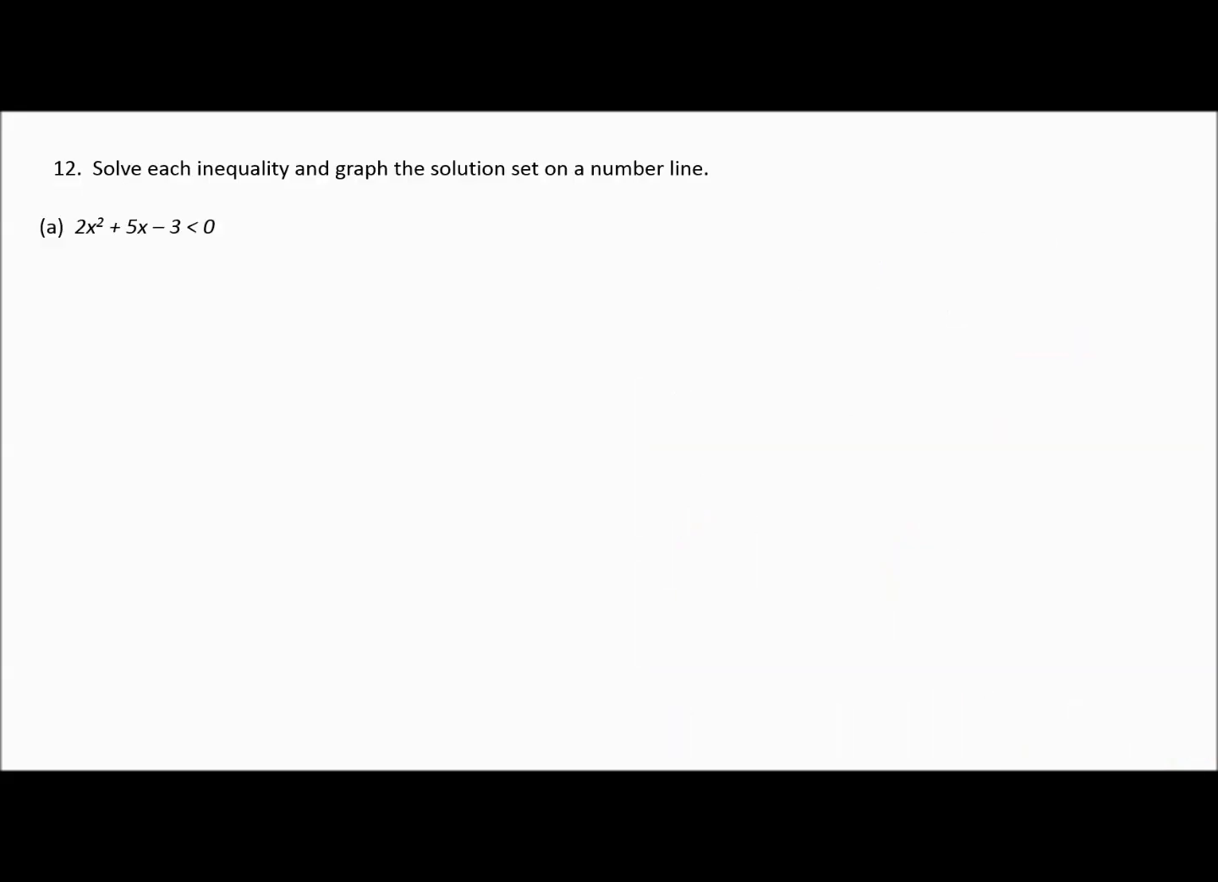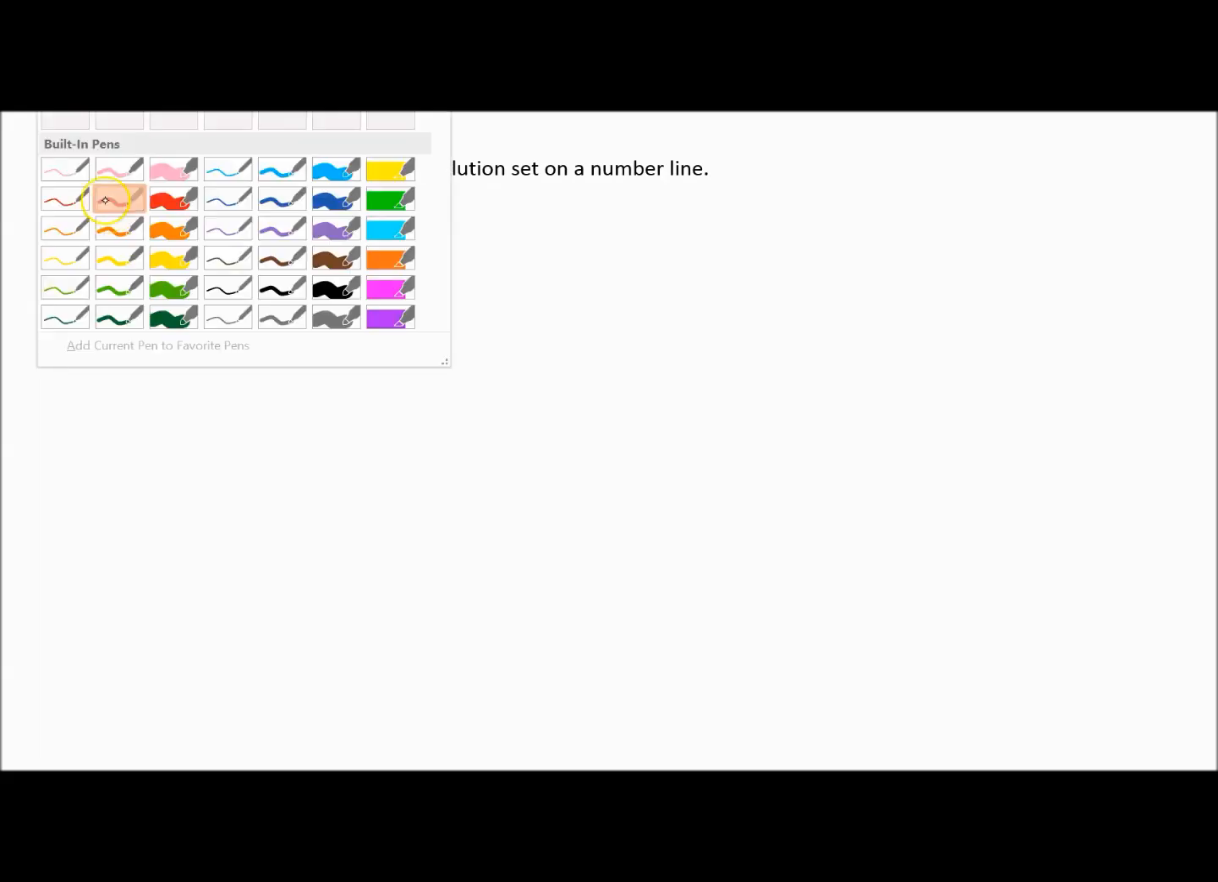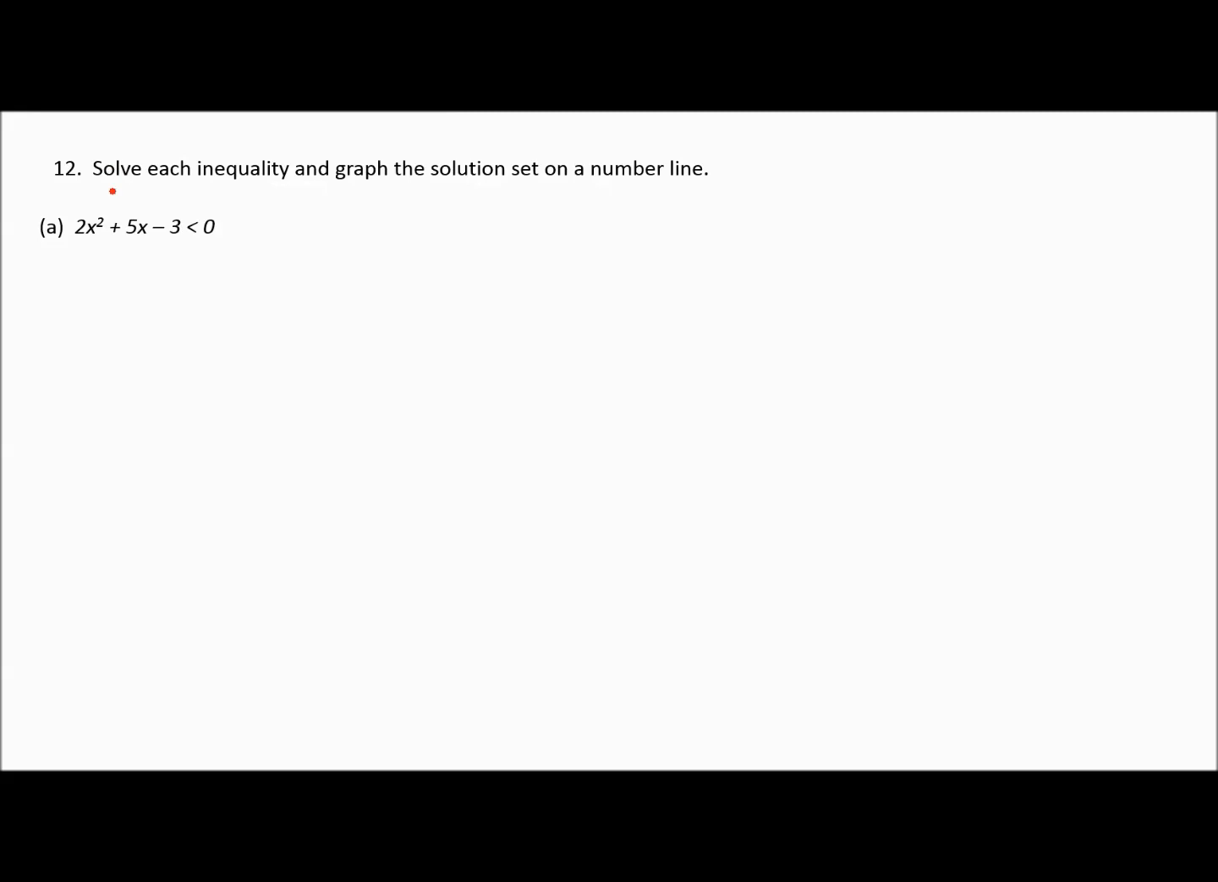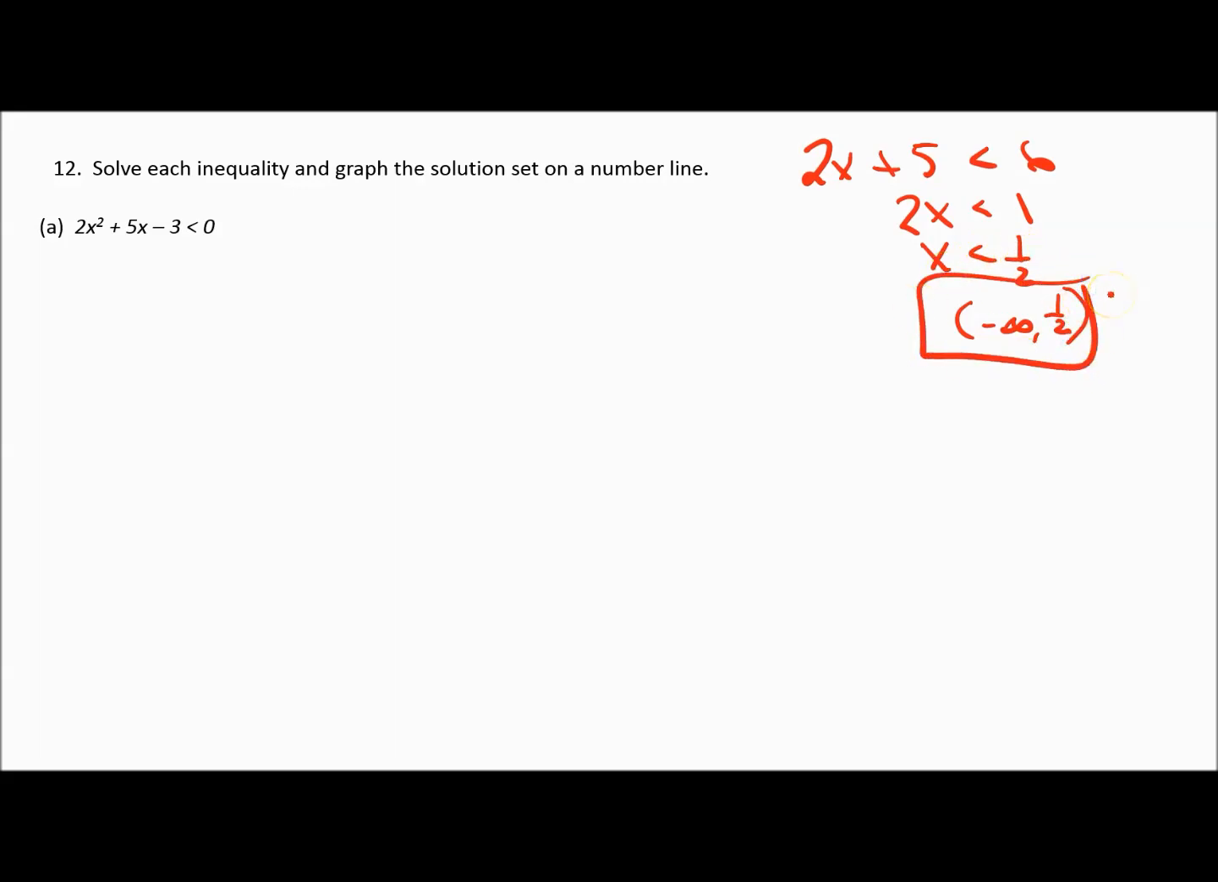So now we're working with inequalities, and what this is called is a quadratic inequality. What we already are supposed to know how to do is solve basic linear inequalities. So for example, 2x plus 5 is less than 6. I can solve that by subtracting 5 and then dividing by 2, so x is less than 1/2, and rewrite that in interval notation, so negative infinity to 1/2. Since it's strictly less than and doesn't include it, I would use parentheses. That we already know how to do.